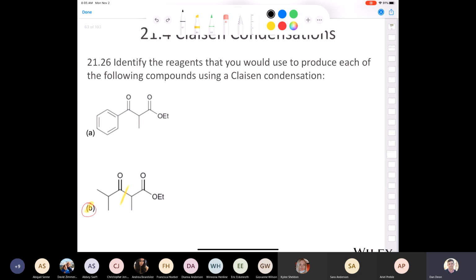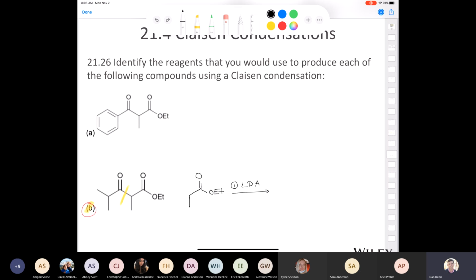And so we can start by drawing that ester, which is ethyl propanoate or ethyl propionate. And the first thing we're going to do is treat that with lithium diisopropyl amide because it's a strong enough base to completely form the enolate. Now I'm going to remove the negative charge for that enolate because we know that that's going to be completely converted to the enolate after treatment with LDA.